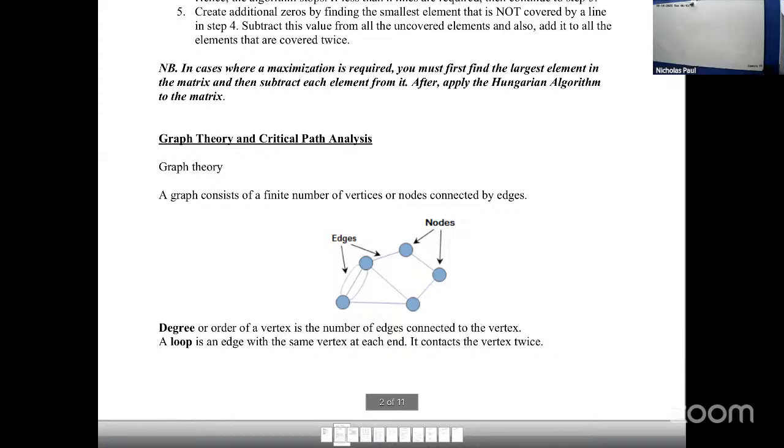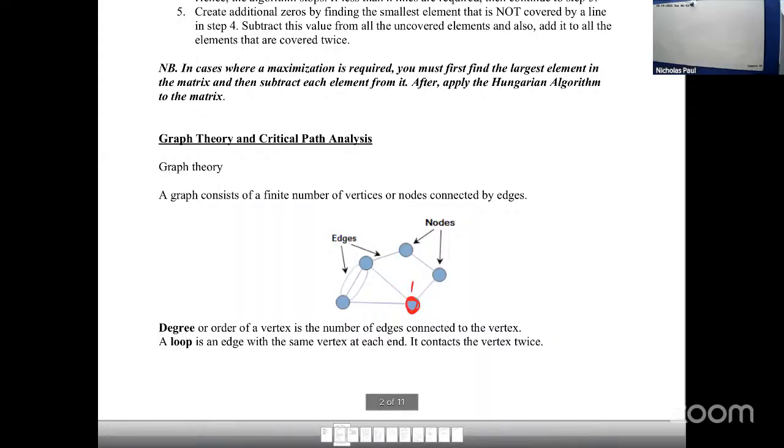Now, based on the number of edges connected to the vertex, that gives you an idea of the degree. So for example, this one here has a degree of 1, 2. Has a degree of 2. So if they ask what's the degree of that node or that vertex, you're just looking for the number of edges connected.